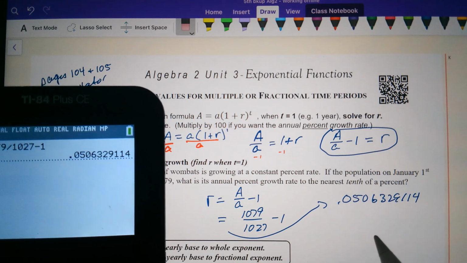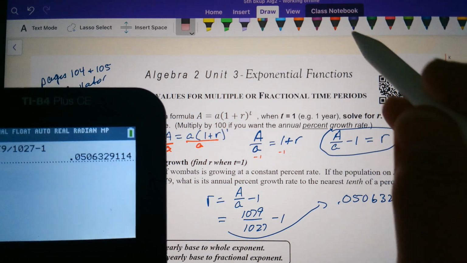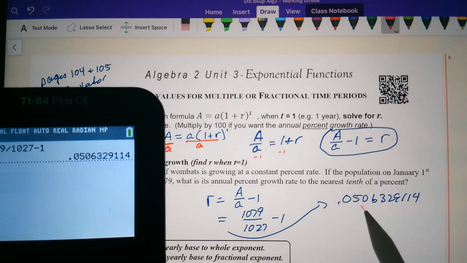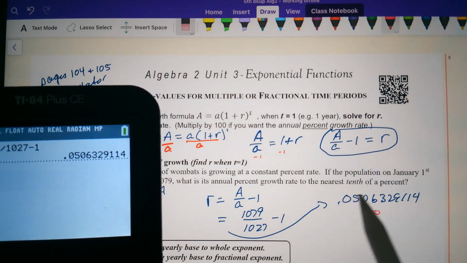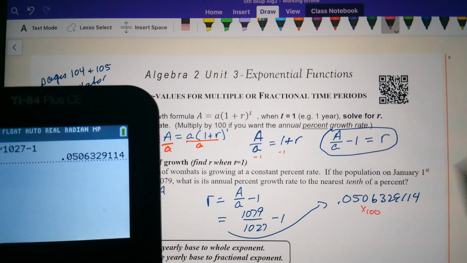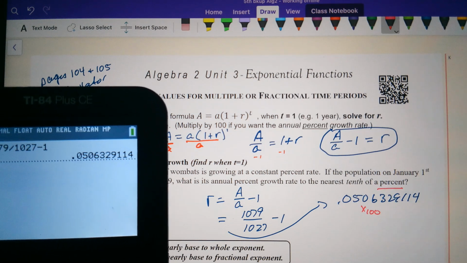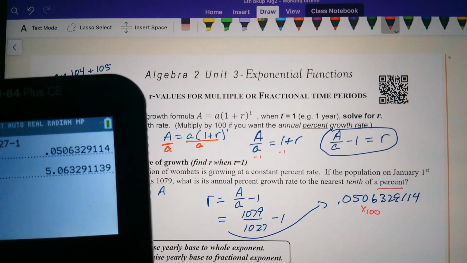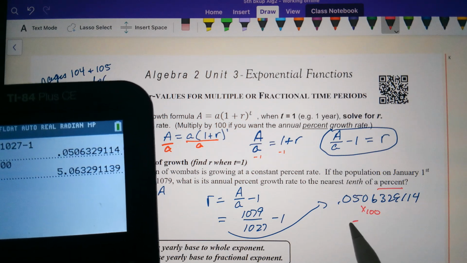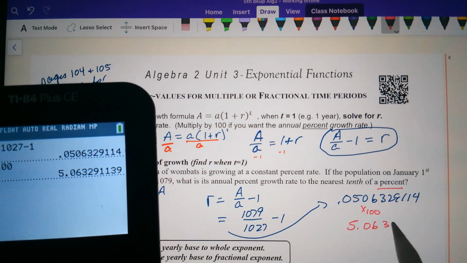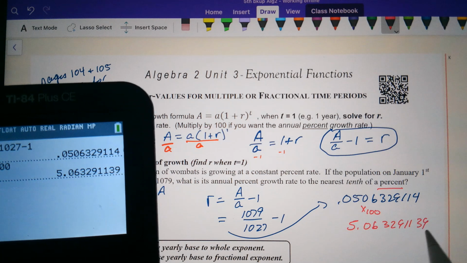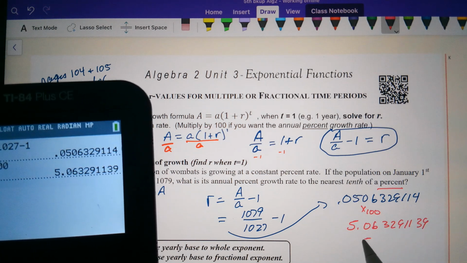To change this to a percent, we multiply by 100. Take this decimal that's on the calculator, this is going to change it to a percent. Times 100 is 5.063291139. Nearest tenth of a percent would be 5.1%.